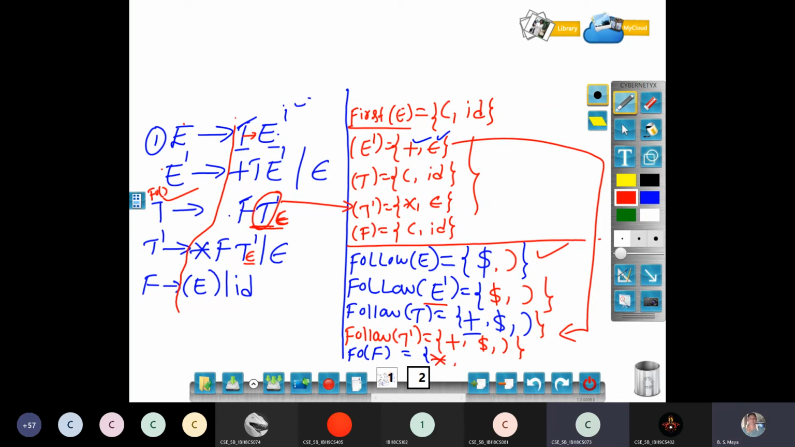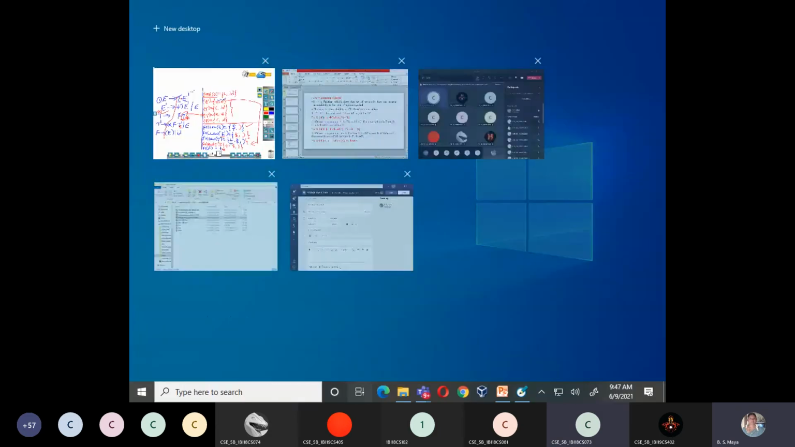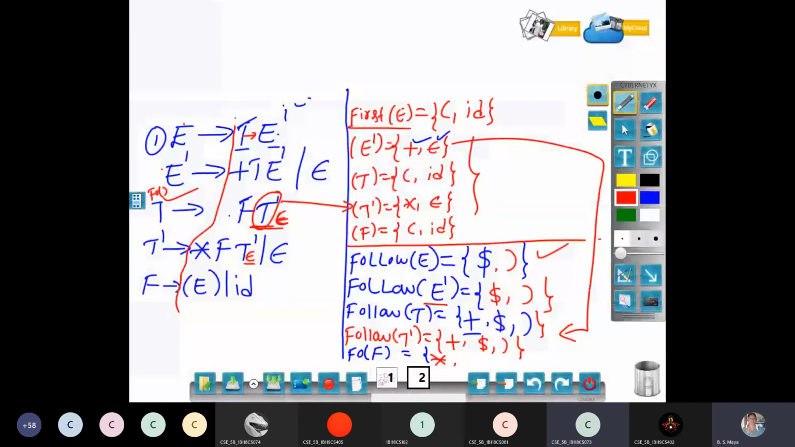Should I copy epsilon? No. Because of epsilon, what should I do? Go back to T, head of, go back to follow of T. What is follow of T? Plus, dollar symbol, closing parenthesis.